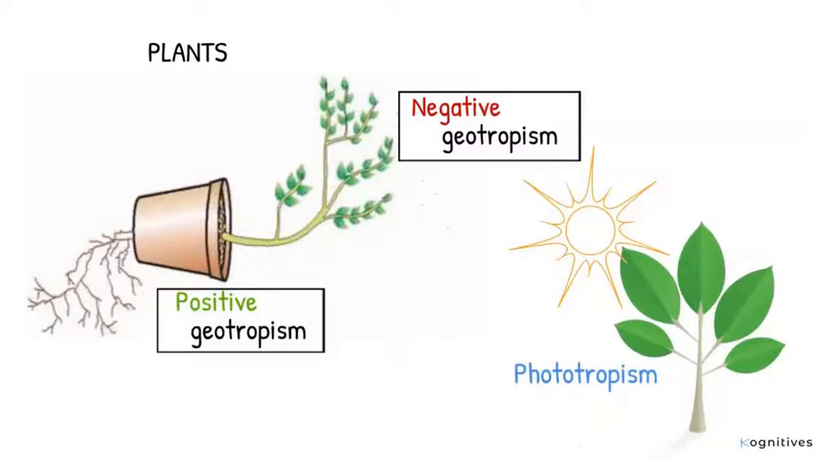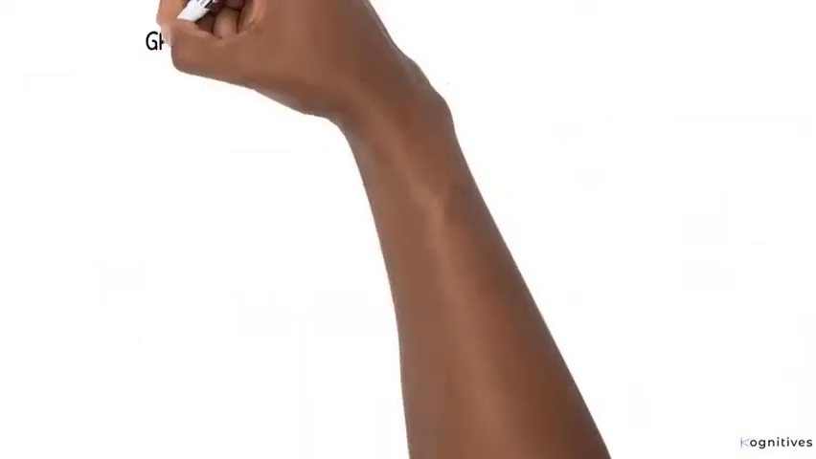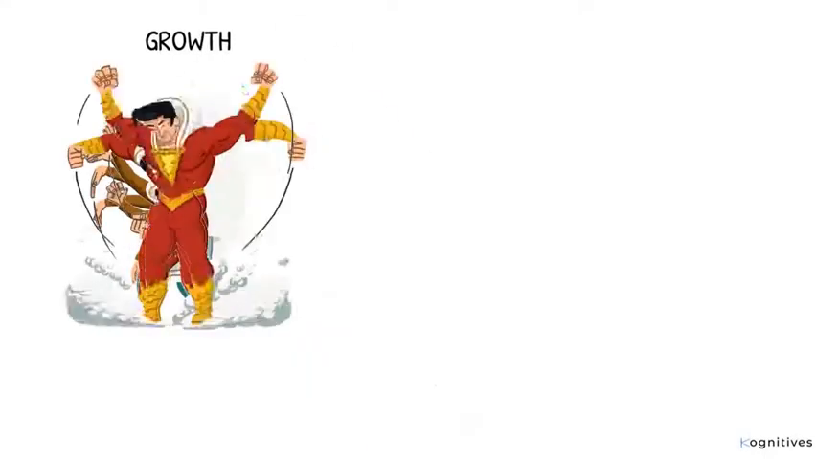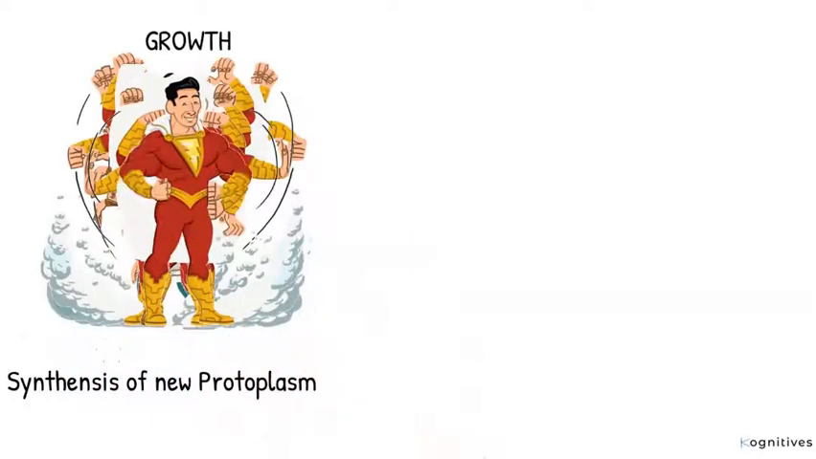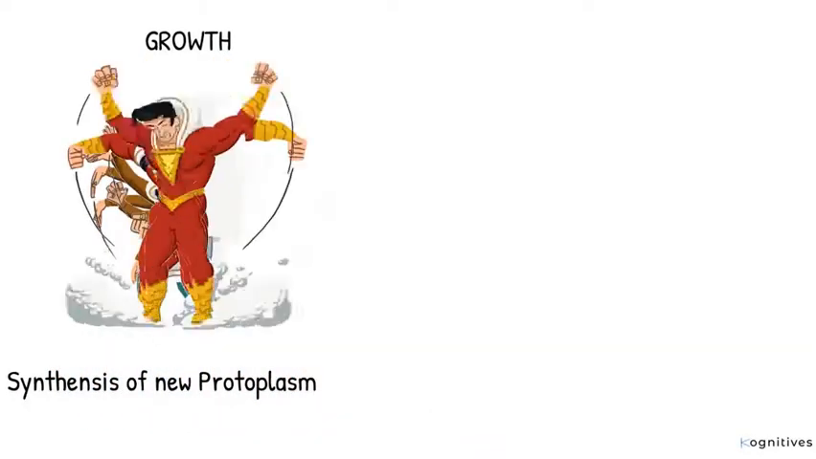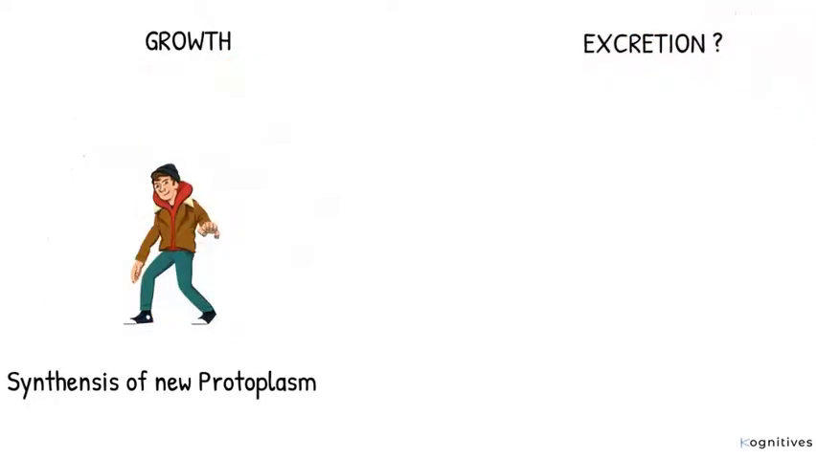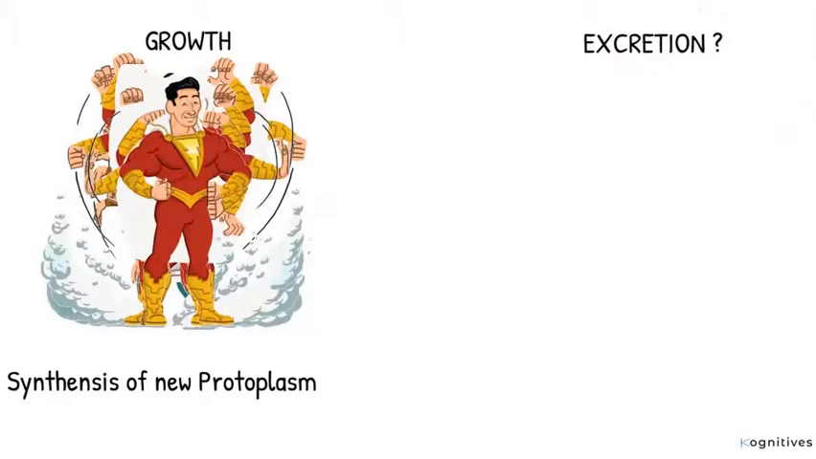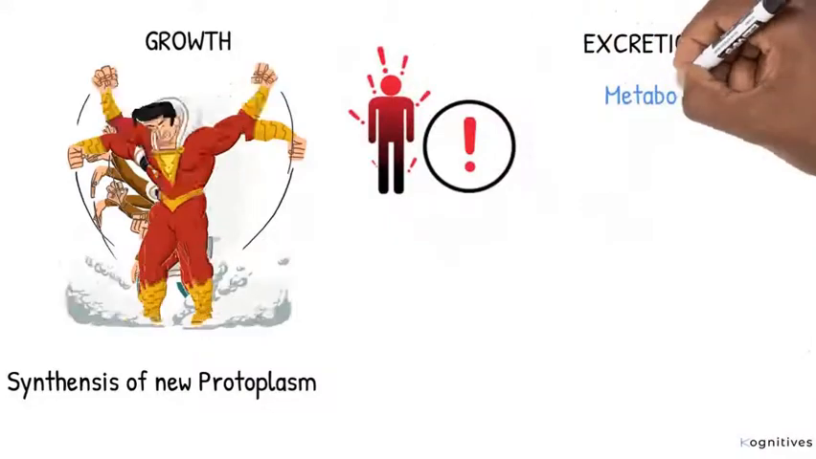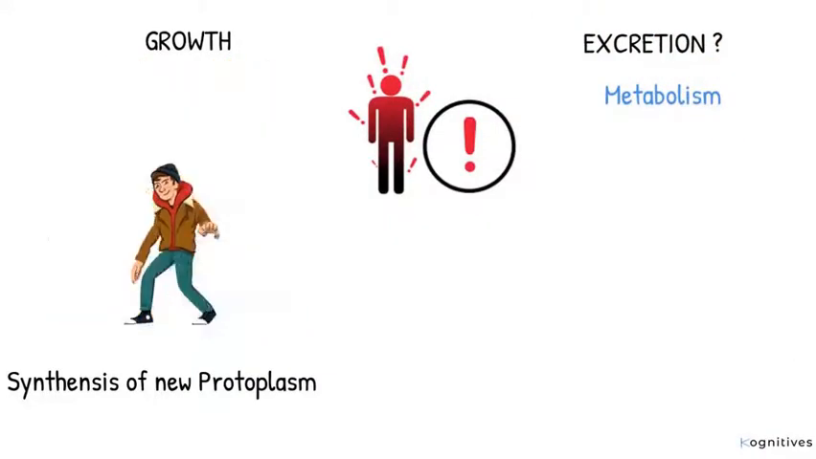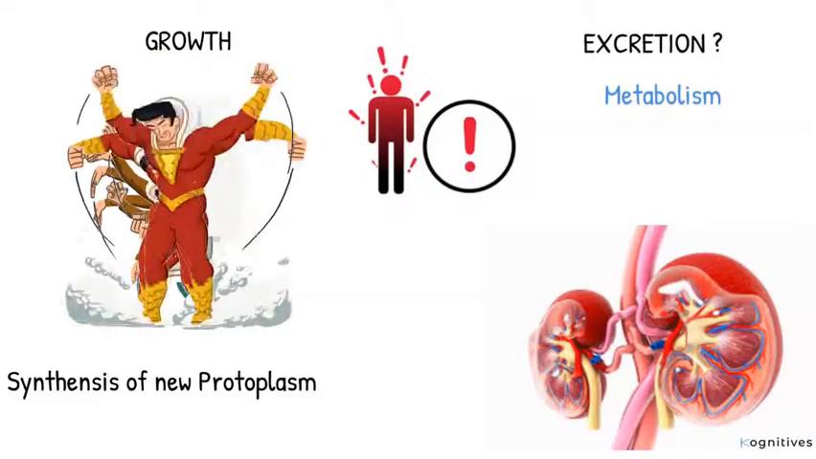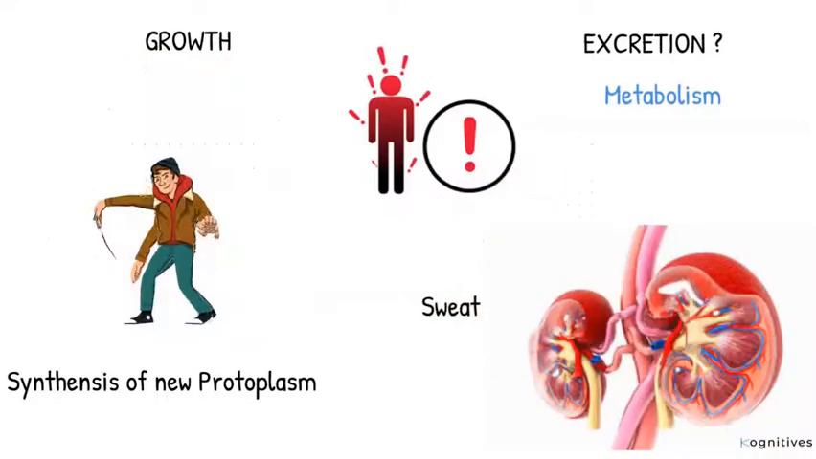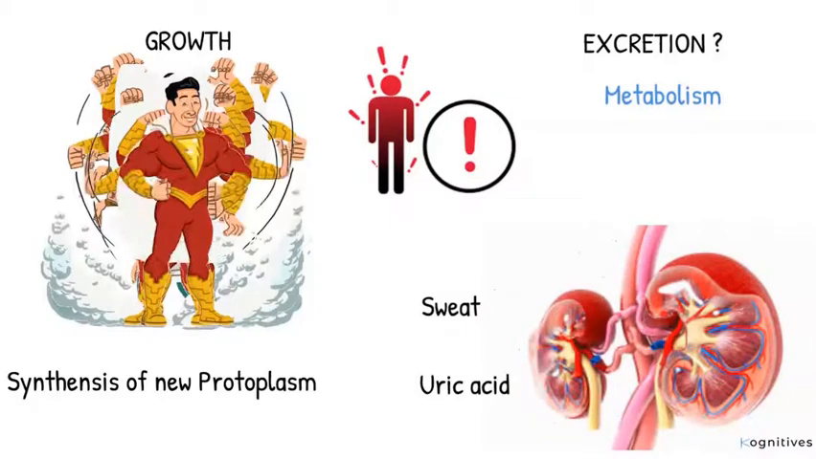Remember also that we all grow. So what is growth? Growth is the permanent increase in the mass and volume of an organism due to the synthesis of new protoplasm. There is also a need of organisms to excrete. Excretion is a process by which living organisms remove harmful waste of metabolism from the body. The kidney is a major organ of excretion in man, and also excretory products may include sweat, uric acid, or even urine.